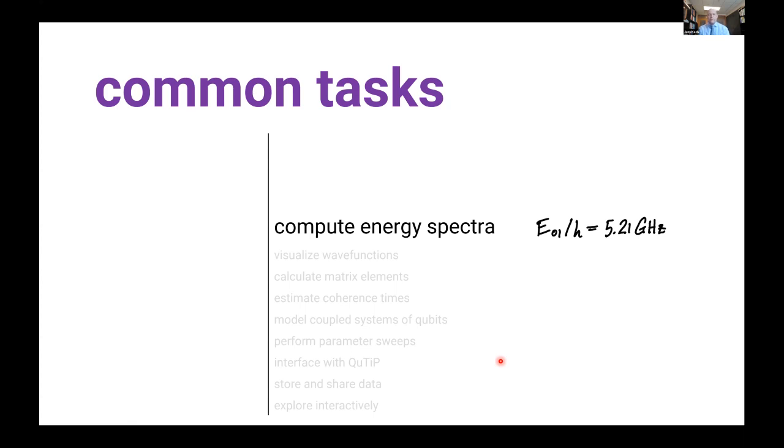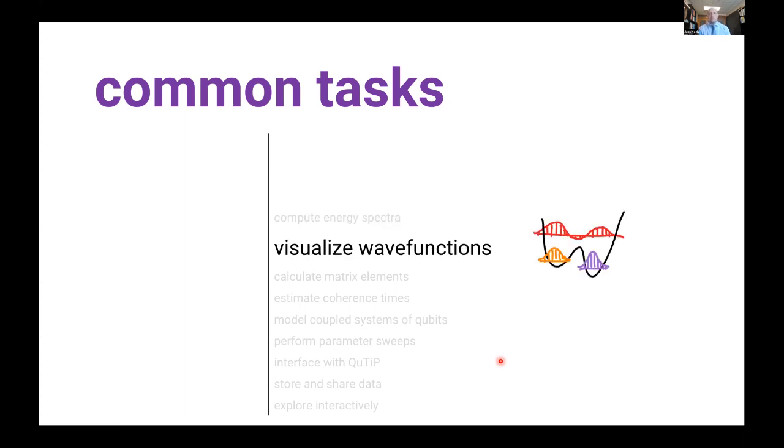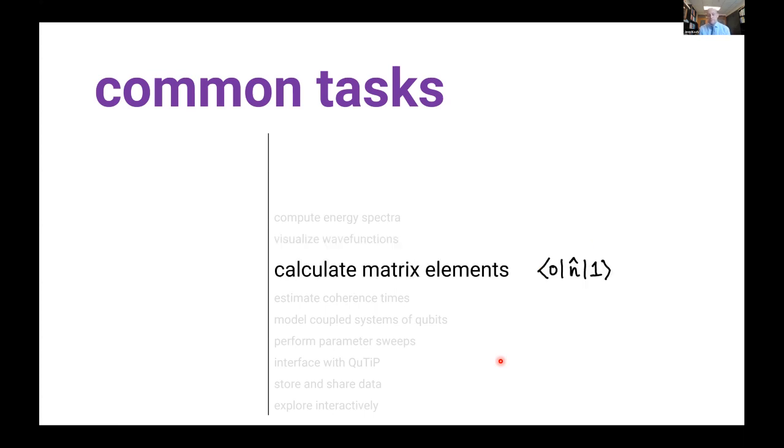Now, what are some of the things that we do all the time in our research and that we thought might be good to solve more broadly in a package that all of us use? So we want to compute energy spectra, right? We need to know our qubit splitting between the 0 and the 1 state. Oftentimes we're interested in visualizing wave functions, so we come to a better understanding of the behavior, perhaps in terms of matrix elements. Those matrix elements might govern how strongly a superconducting circuit couples to the microwaves that you feed in through a transmission line, for instance.